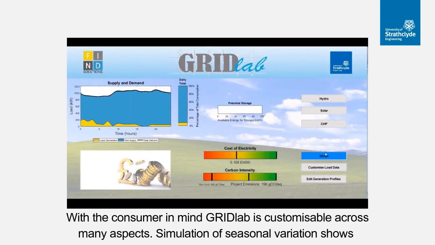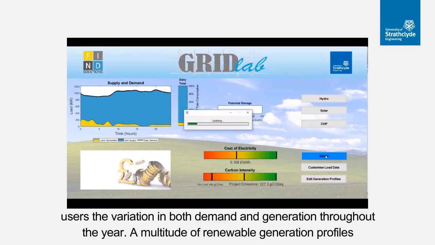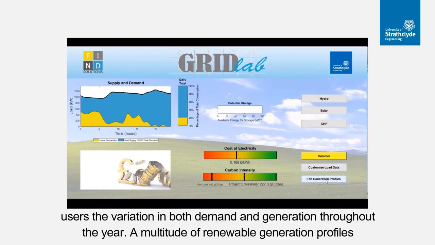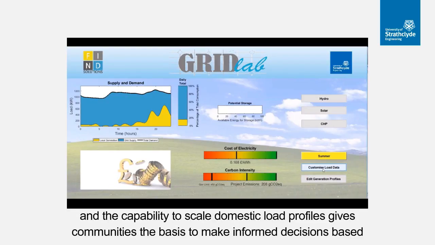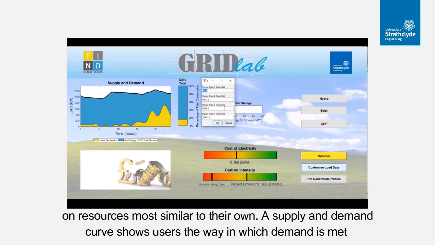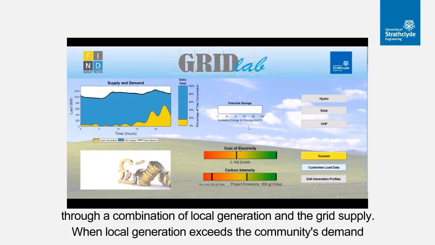With the consumer in mind, GridLab is customisable across many aspects. Simulation of seasonal variation shows users the difference in both demand and generation throughout the year. A multitude of renewable generation profiles and the capability to scale domestic load profiles gives communities the basis to make informed decisions based on resources most similar to their own. A supply and demand curve shows the users the way in which demand is met through a combination of local generation and the grid supply.